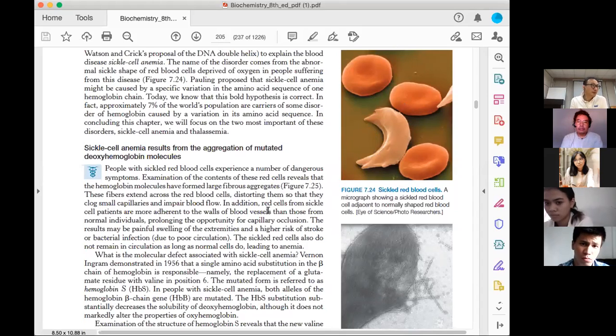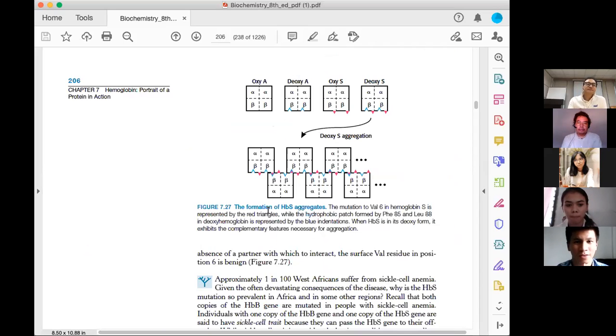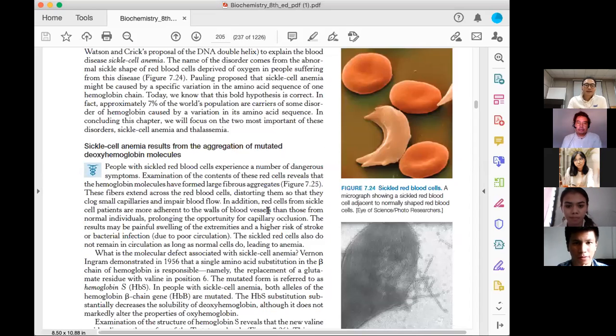Okay, it depends. For people under normal life, the mutation is no good for survival. But if you are living in the condition that has, do you know malaria? Malaria. You know malaria?